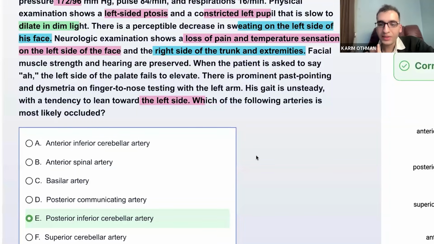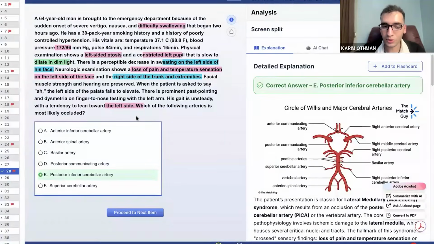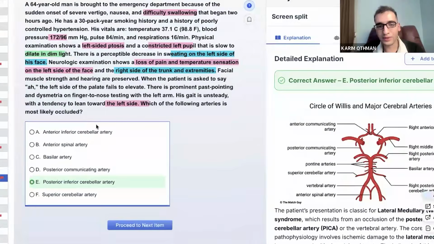So amazing. We said any problem in the brain is contralateral except the cranial nerves, the face, and the cerebellum, which would be ipsilateral. Here his body is on the right, the right side of the trunk and extremity. So the problem would be contralateral, on the left. So this is a problem in the left posterior inferior cerebellar artery. Okay, so that's the thing.